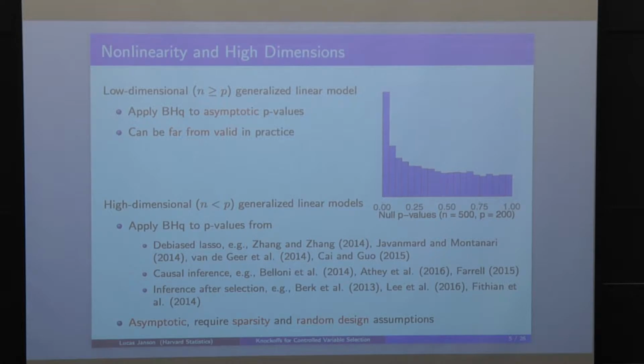So when we have n less than p and we're in a generalized linear model, now we can't even apply asymptotic maximum likelihood theory because the maximum likelihood estimators aren't even well defined. But there's been a lot of interesting work in the last few years by some people in statistics, some people in causal inference and econometrics, and some other people in statistics, all trying to get back to the asymptotic p-value guarantees you get in low dimensions, but in high dimensions.